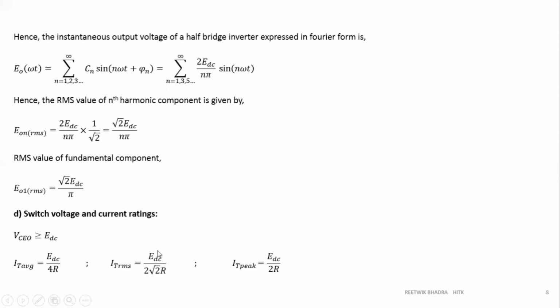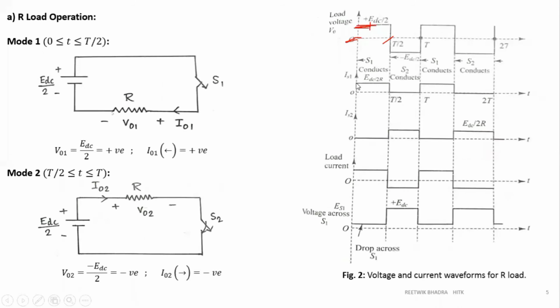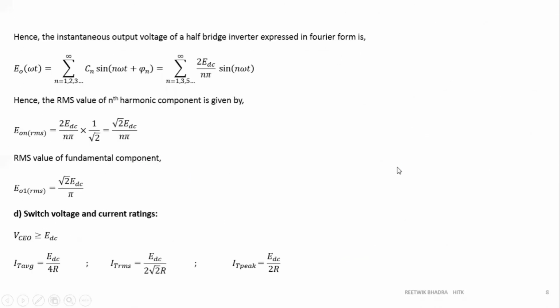RMS value is EDC by 2 root 2R. What will be the peak value? That is my maximum value. You can see from here only, this magnitude is nothing but EDC by 2R. So peak value is EDC by 2R. If you know your peak value, you can divide it by root 2. So EDC by 2 root 2R will give you RMS. No need to go by the integration method.